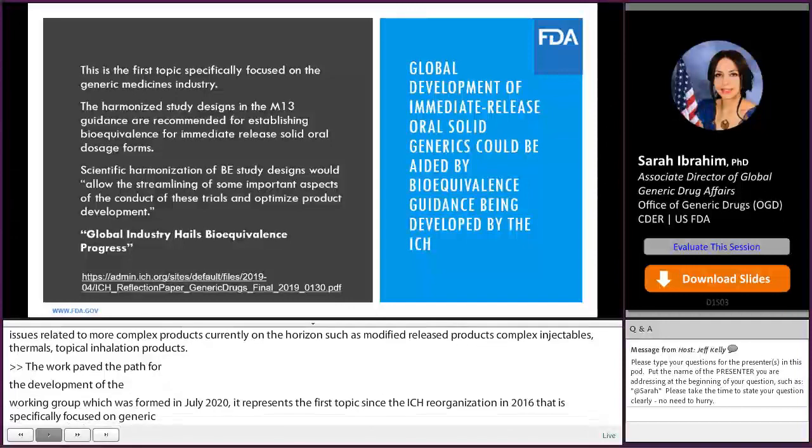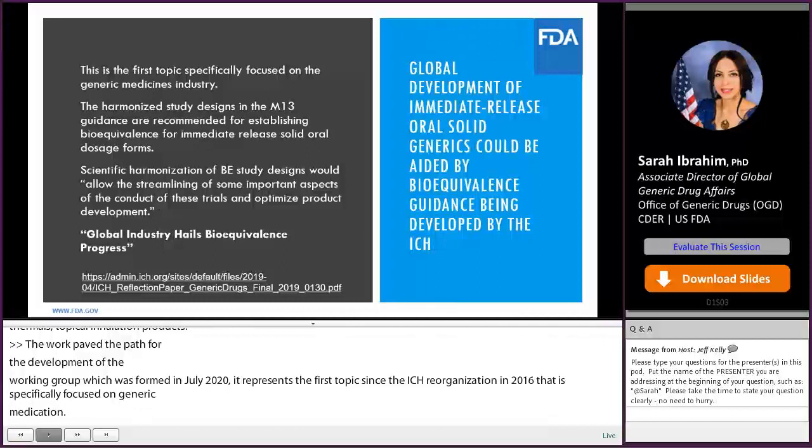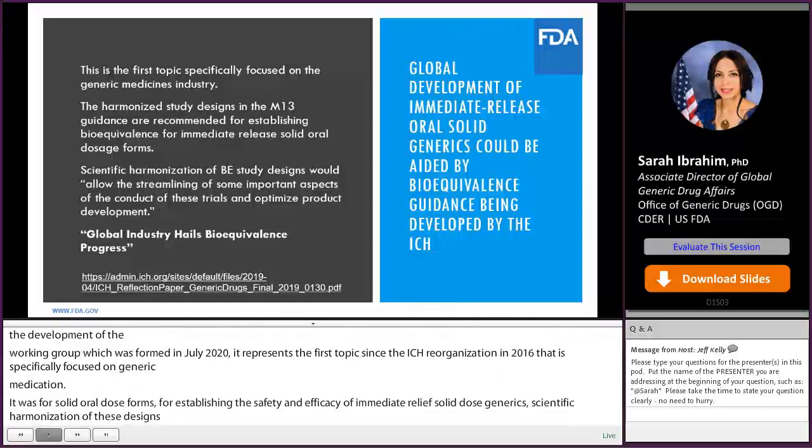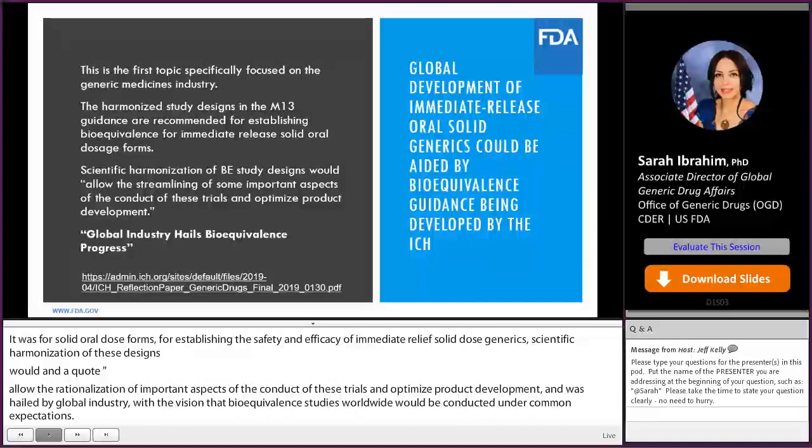And scientific harmonization of these study designs would, and I quote, "allow the rationalization of some important aspects of the conduct of these trials and optimize product development," and was hailed by global industry with the vision that bioequivalence studies worldwide would be conducted under common expectations, thereby increasing efficiency of generic drug development, increasing quality of the generic drug development, and a crucial first step toward global development of generic products.